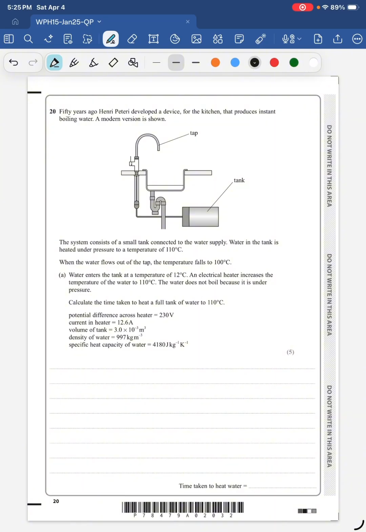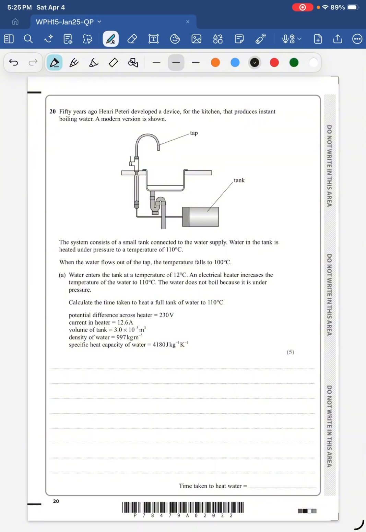All right, question 20. I found this a strange problem, okay, and you will see why. So 50 years ago, Henry Petrie developed a device for the kitchen that produces instant boiling water. A modern version is shown. There's a tub, a tank. The system consists of a small tank connected to the water supply. Water in the tank is heated under pressure to a temperature of 110 degrees Celsius. When the water flows out of the tub, the temperature falls to 100 degrees Celsius.